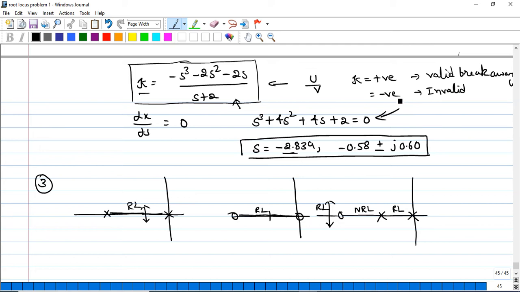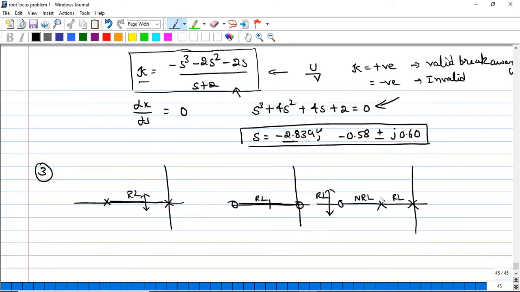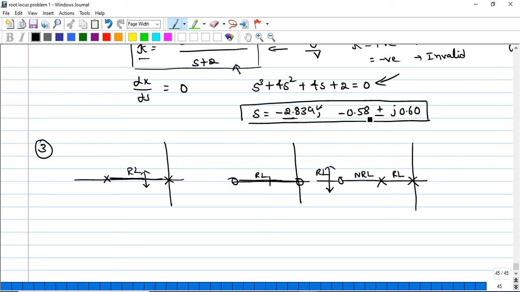See, this particular identification is only for real roots. How about for imaginary roots? We have minus 0.58 plus j 0.60. How to do this? Very simple. Again, we need to consider G(s)H(s) at a point, s equal to minus 0.58 plus j 0.6, any one point.